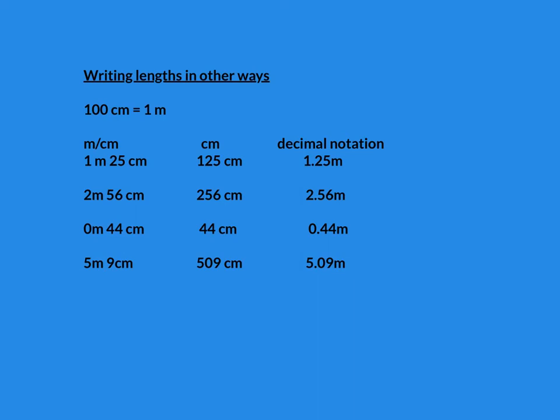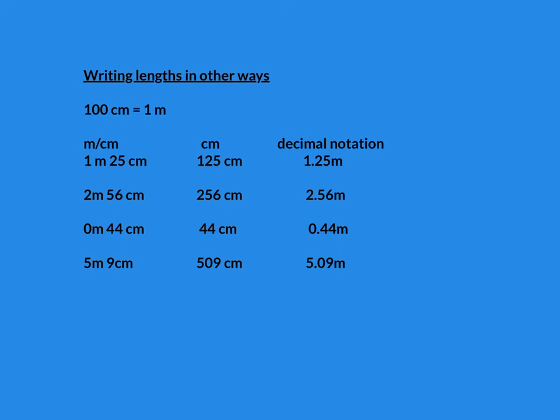Okay, so now we're going to look at writing lengths in other ways. So it's a very simple fact at the top of the slide. It says 100 centimetres equals 1 metre. So we are solely focusing on centimetres and metres today. We're not going to look at millimetres. And there's a little chart below that fact, and it breaks it up into the different ways of recording the same measurement. So the first one is in metres and centimetres, and it says 1 metre 25 centimetres. So if you look across to the right then, so 1 metre 25 centimetres in centimetres only is 125 centimetres.